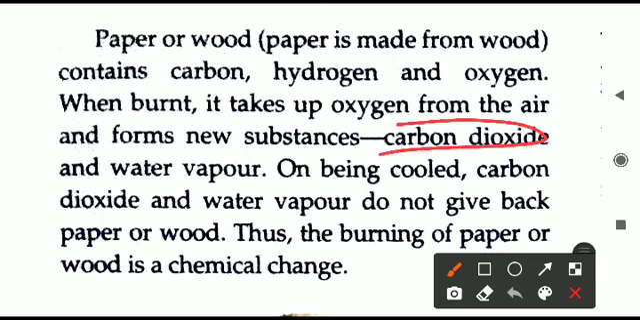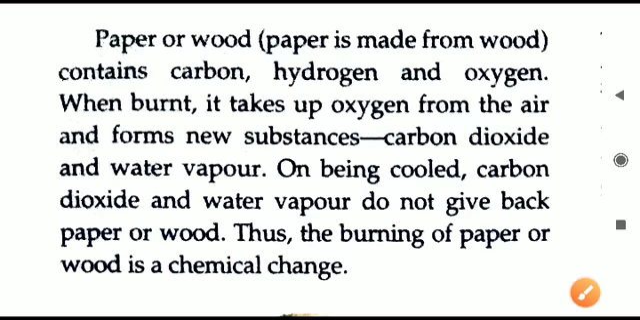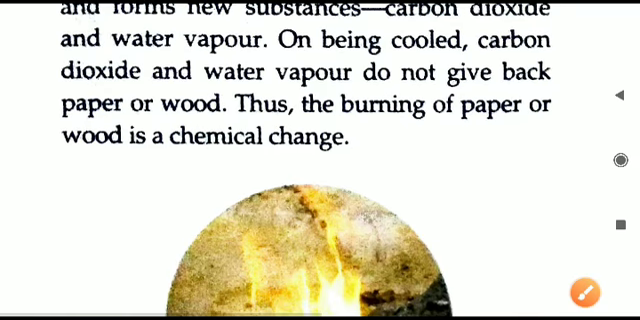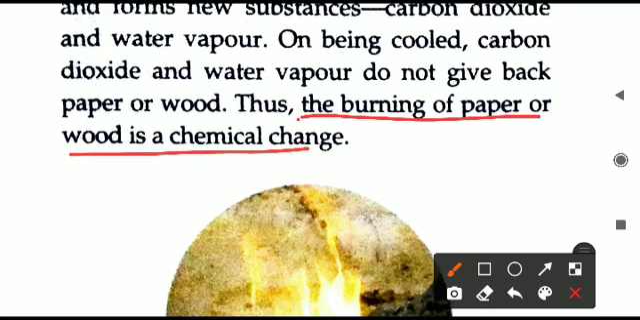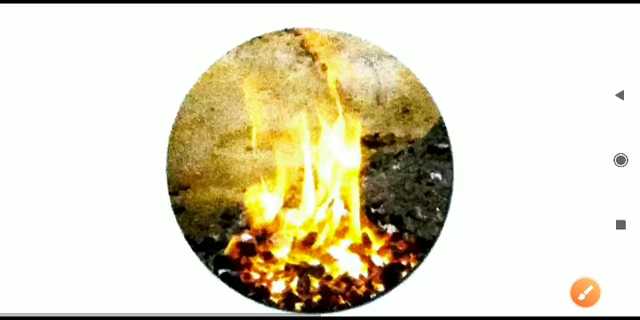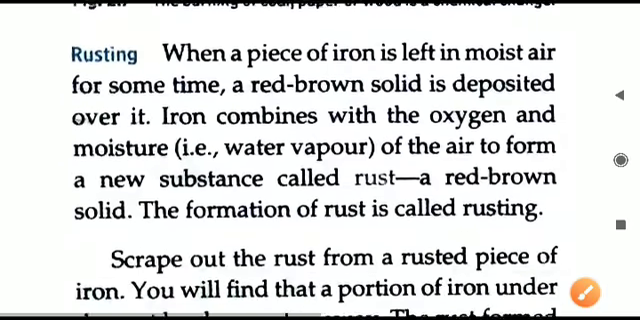So when we cool down this carbon dioxide and water vapor, what will happen? Can we get the paper back? No, it is not possible. Once the paper or wood is burned, it will not come back after burning. Basically it is an irreversible change, and because of that we can say burning of paper or wood is a chemical change.